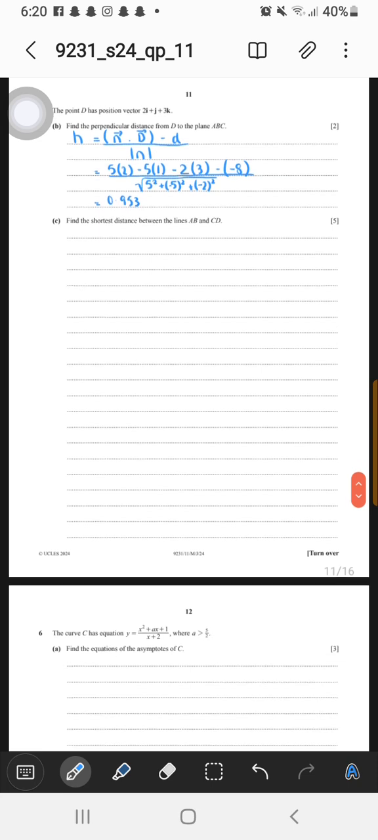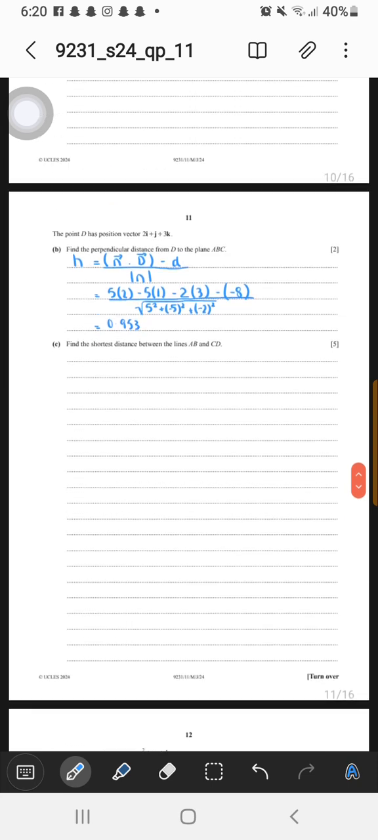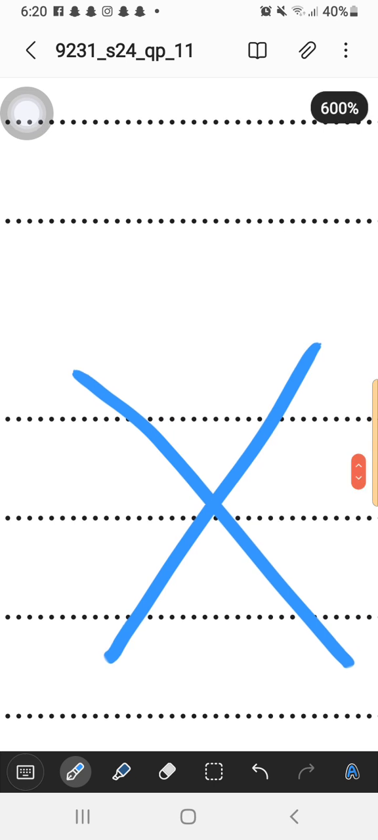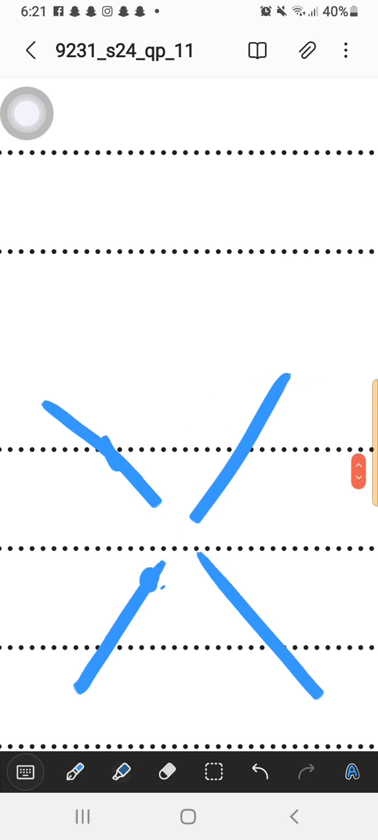Let's now move on to the third and last part of this question, where it is asking for the shortest distance between the line AB and CD, and it is for 5 marks. The shortest distance is basically the favorite part of the examiner. He asked this part repeatedly in back-to-back papers. Okay, so if we have a line here, we have to find this distance. It can be anything. This is not intersecting, it is skewed.